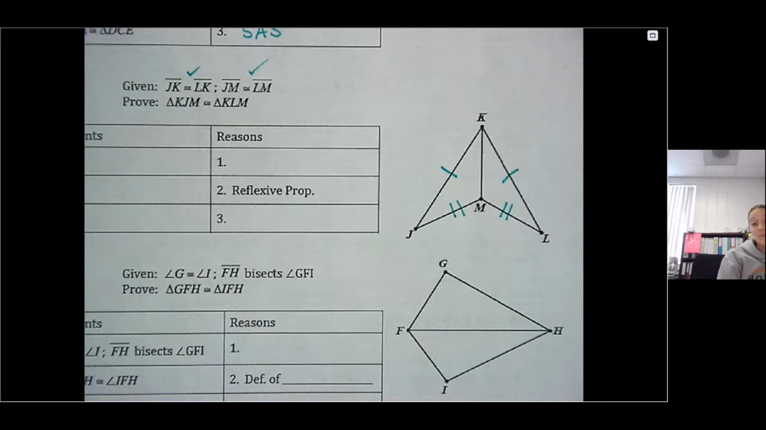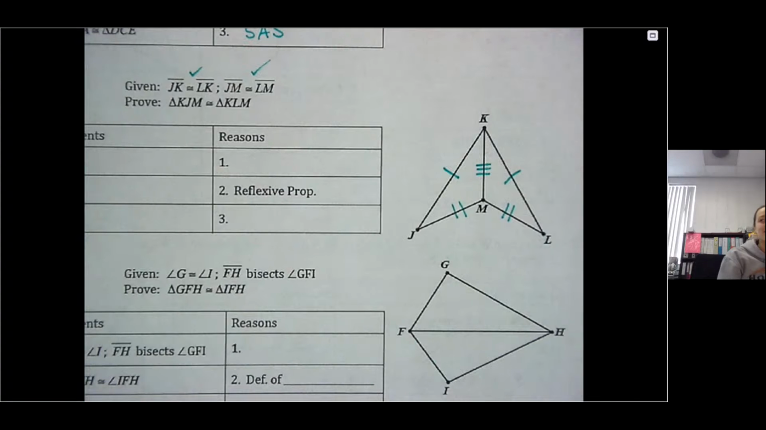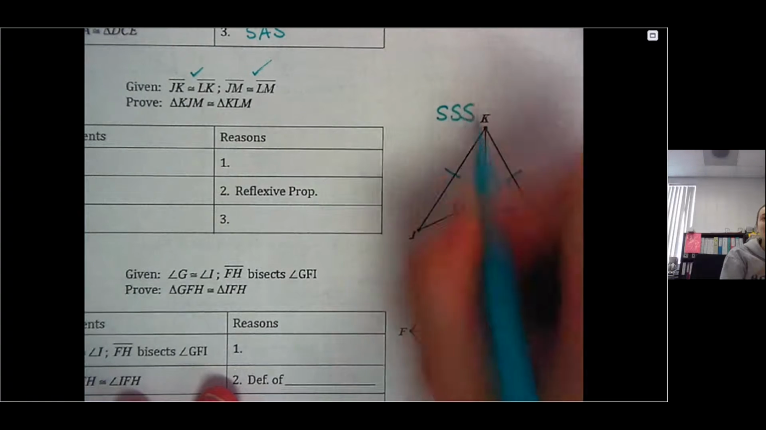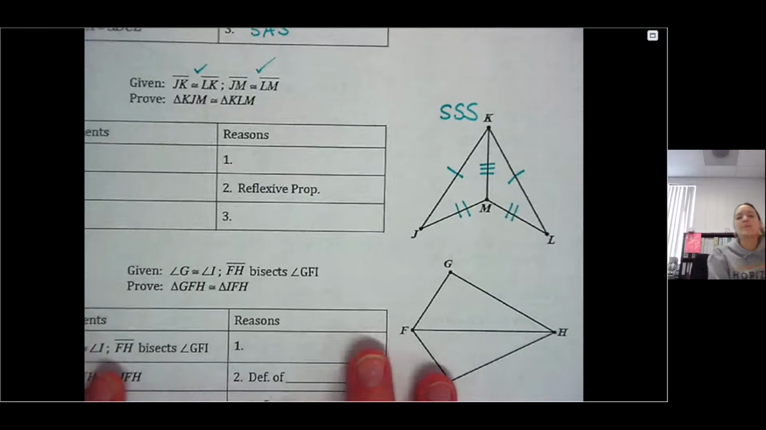What is it, Stevie? Shared side. Shared side, which is which one? It is KM. And what should I put on KM? 3 tick marks. Perfect. SSS, right? All 3 sides are marked. Easy peasy, right? You're done with that one. Now it's just time to put it into the proof. Okay, let's put it in.